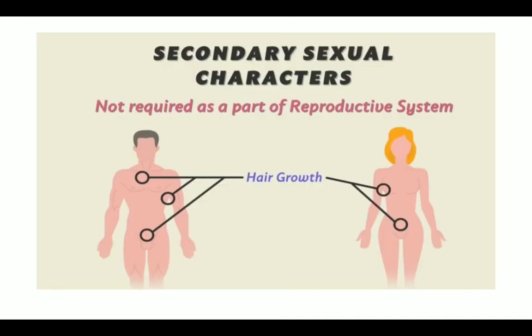And then the hair growth. Already I told you there will be hair growth on the face, isn't it? Not only on the face, the male will get hair growth over the chest, under the limbs, that is under the arm, as well as in the pubic region. And for female, under the arms as well as in the pubic region, there will be hair growth.